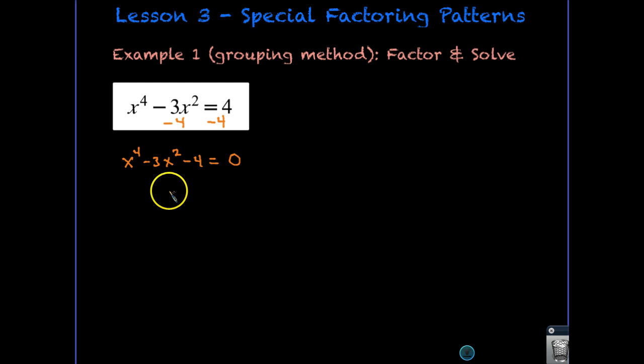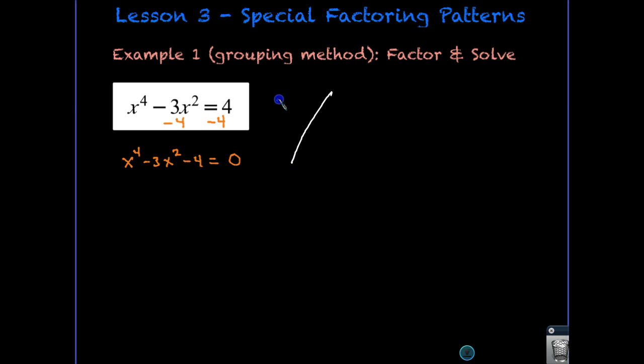Now if you look at that, always check for GCFs. We have no GCFs. We definitely don't have a difference of squares because we have three terms, and we definitely don't have a difference or sum of cubes because we have three terms. So anytime you have three terms, we always want to consider factoring by grouping. So let's see if we can do that.